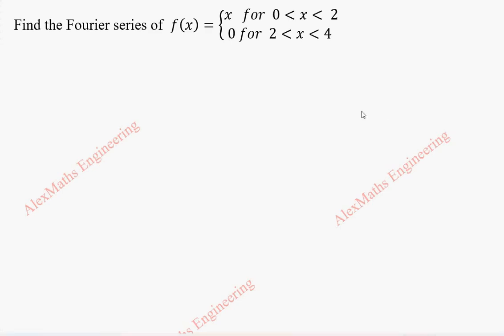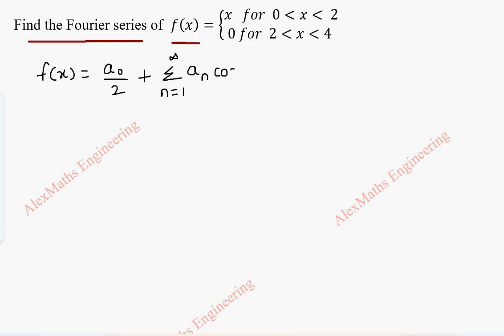In this video, we are going to find the Fourier series for the given function. As a first step, we are going to write the formula for the Fourier series, which is f of x equal to a naught by 2 plus summation n is equal to 1 to infinity an cos n pi x by L plus summation n equal to 1 to infinity bn sin n pi x by L.